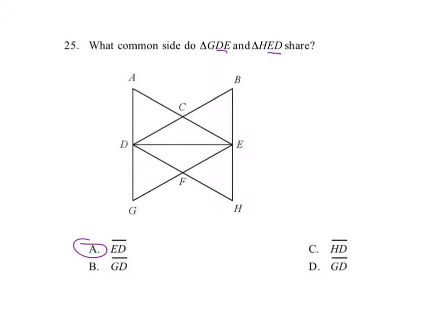So we can highlight those two triangles, GDE and triangle HED. And you can see, where do they overlap? They overlap right there at the side that we've colored for both of them, which happens to be side DE or ED. And we knew that already because it's in their names. E and D are the vertices that are on either end of that side. So the answer is A.